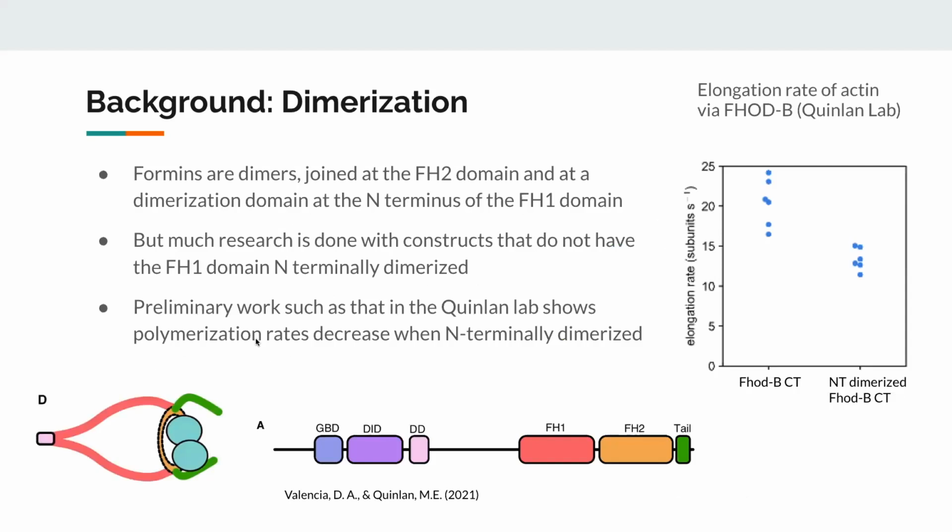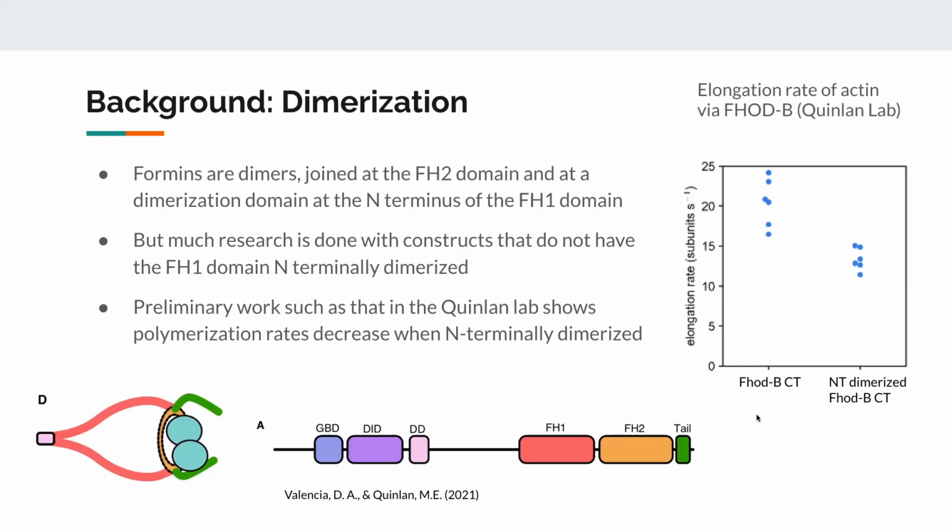As you may have already been able to ascertain, but I'm now going to explicitly state, formins are dimers. So formins are joined at the FH2 domain, seen here in orange, but they're also typically joined at the N-terminal dimerization domain, noted here as the pink DD domain. However, a lot of research is done with C-terminal constructs that don't actually have the N-terminal dimerization domain present. And theoretically, that could have significant impacts on polymerization rates.